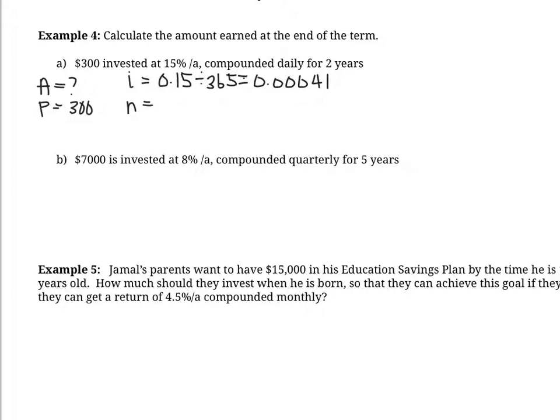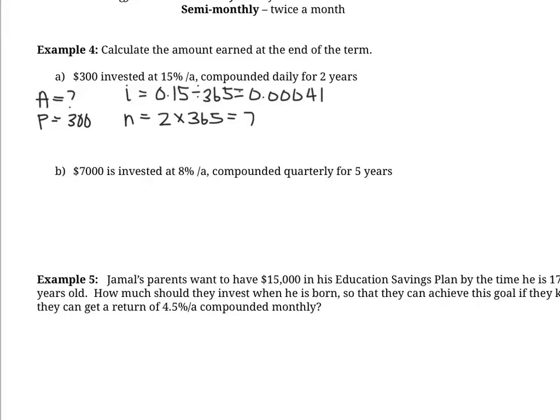And our N is the number of times we're going to apply this interest rate. So we are investing for 2 years, but it's compounded daily, which means 2 years times 365, which is going to work out to 730 times interest. 730 times interest is going to be applied.